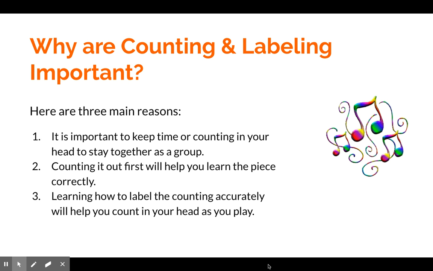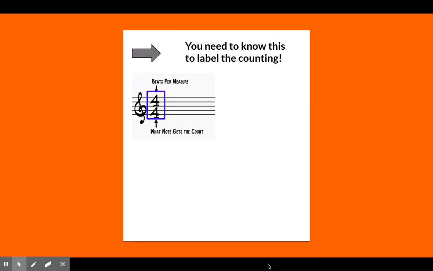One, it's important to keep time or counting in your head to stay together as a group. Two, counting it out first will help you learn the piece correctly. And three, learning how to label the counting accurately will help you count in your head as you play.